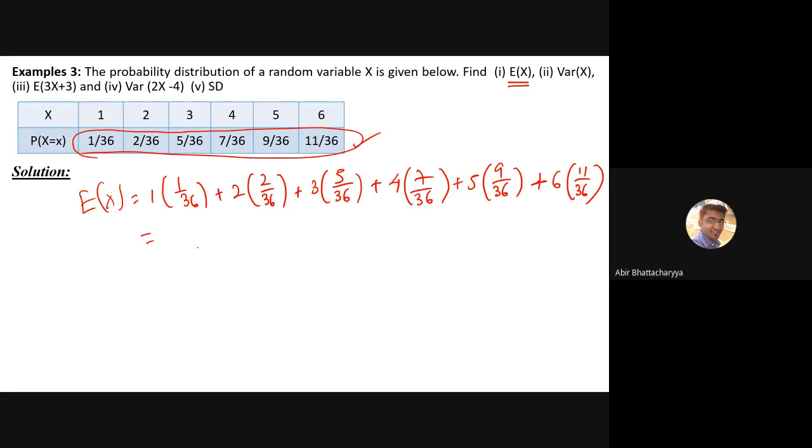Add them, we'll get the results. It's going to be your expectation. Okay. Next thing is the variance of x. So the variance of x formula is expectation of x square minus expectation of x whole square, right?